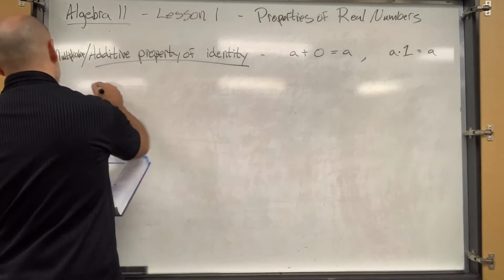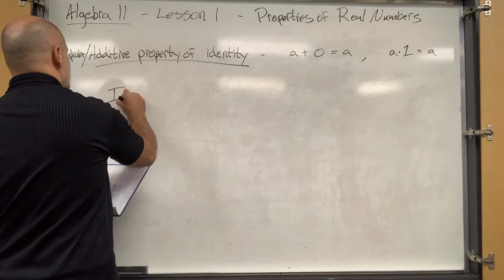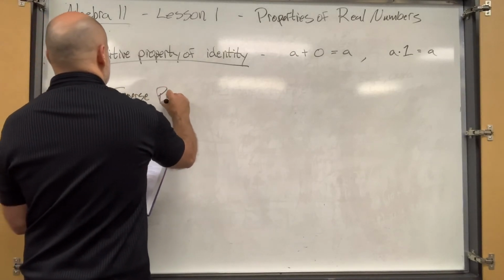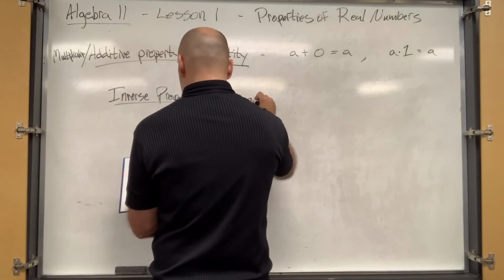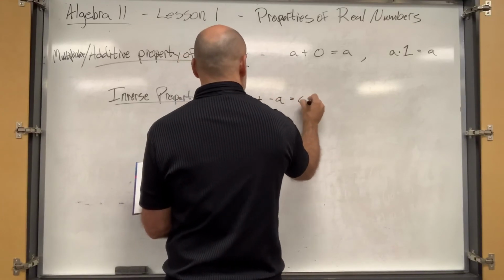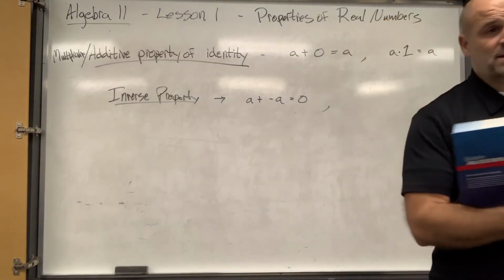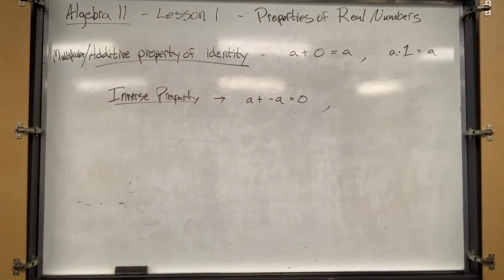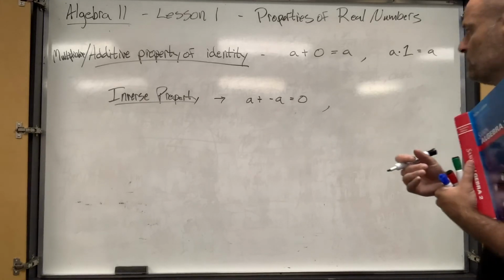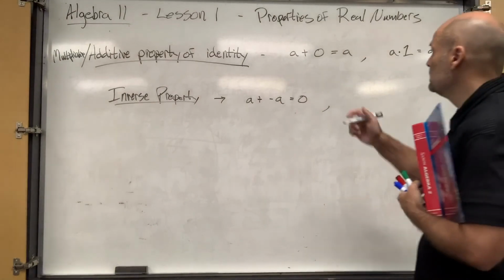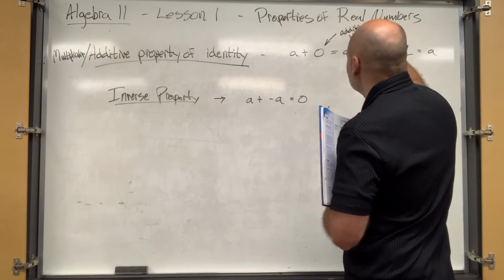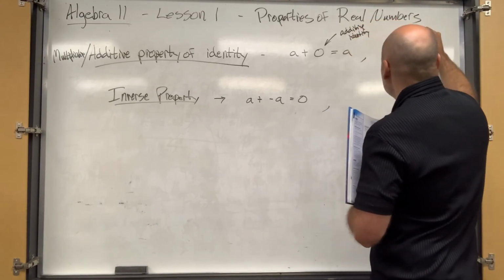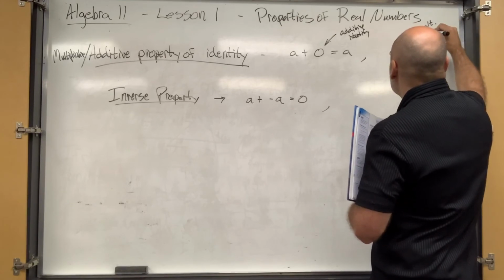Here's a new one. Well, not really. So this is called the inverse property. It is A plus negative A equals 0. So basically the inverse property is, what do you have to add to something to get to the identity? Well, what do you have to add to something to get to the additive identity, which is 0? So this is the additive identity. And this is the multiplicative identity.